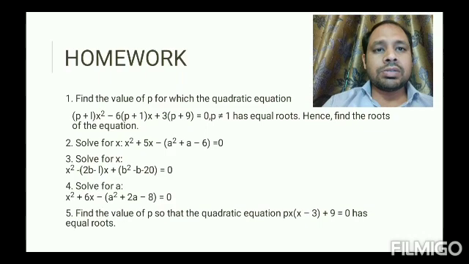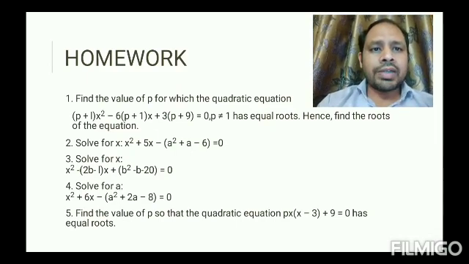Then the third one is again solve for x, and the equation is x² - (2b - 1)x + b² - b - 20 = 0. The fourth one is again solve for x, and the equation is x² - 6x - a² + 2a - 8 = 0. And the last question is: find the value of p so that the quadratic equation px(x - 3) + 9 = 0 has equal roots. Let's solve the given questions one by one.